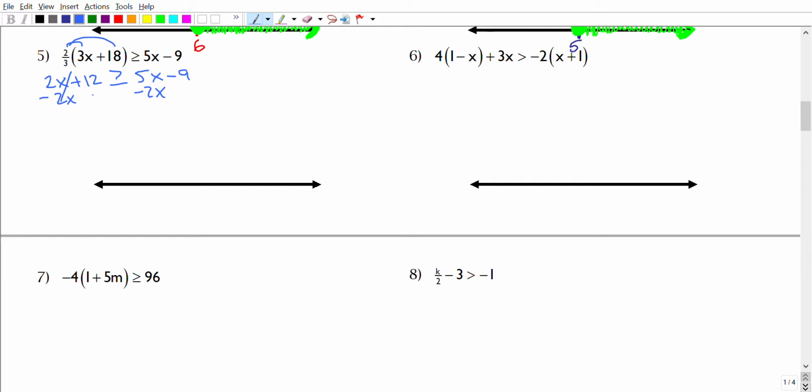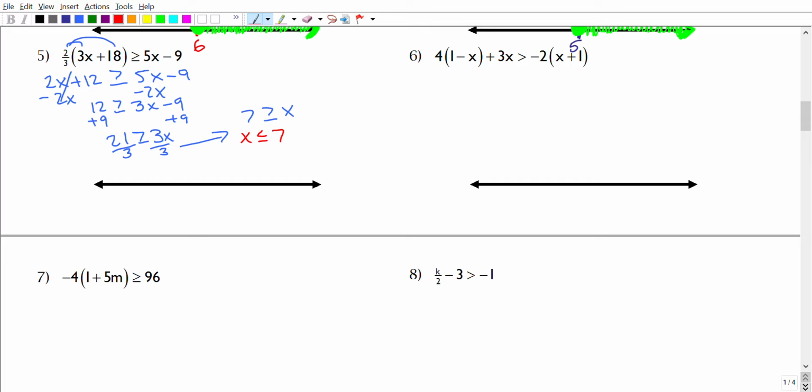smaller variable. So I get 12 is greater than or equal to 3x minus 9. Add the 9. I get 21 is greater than or equal to 3x divided by 3. So I get 7 is greater than or equal to x. But I don't like that. I want my variable on the left side. So if I rewrite, I can go ahead and write it like this.